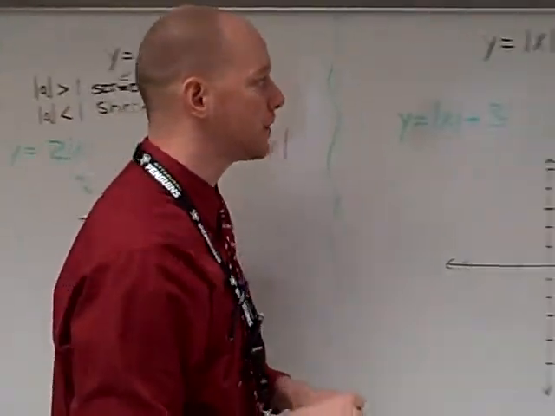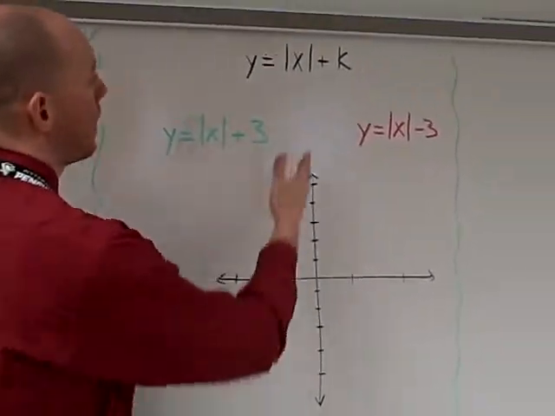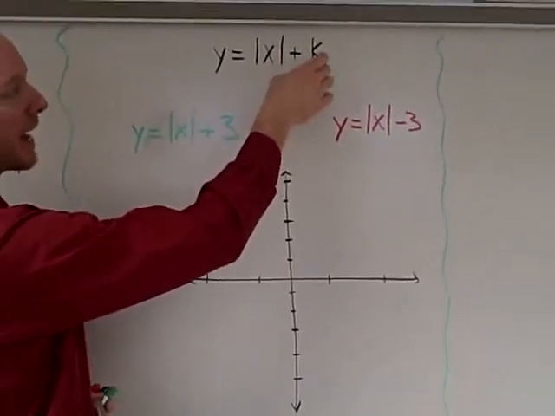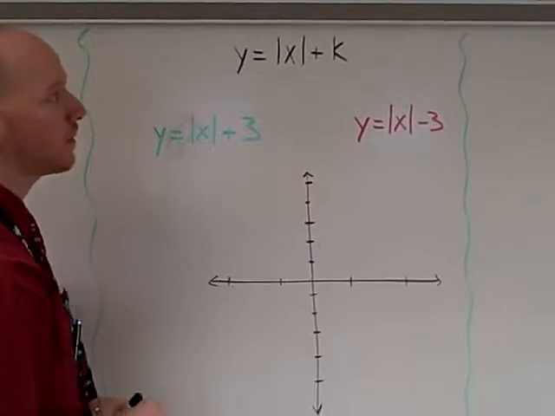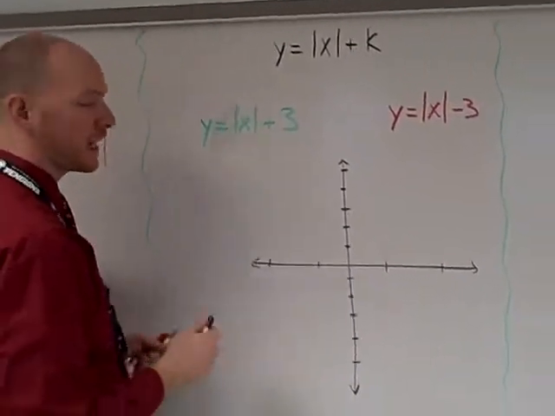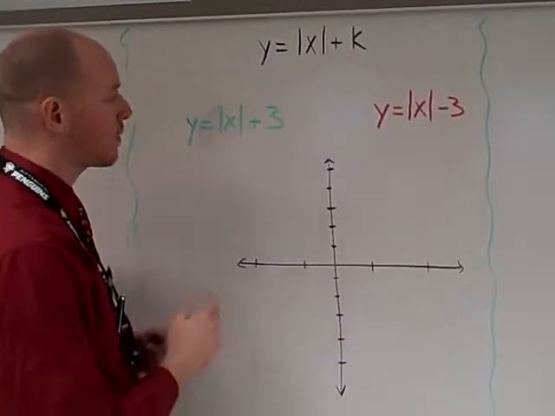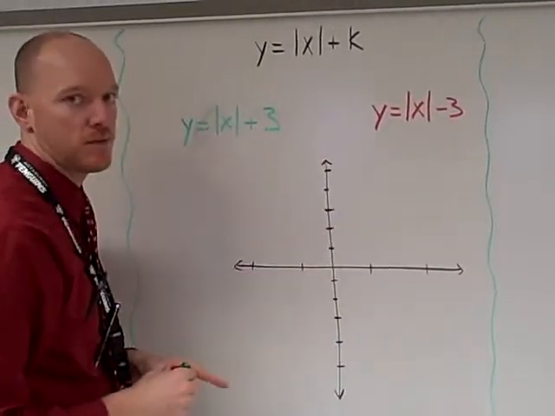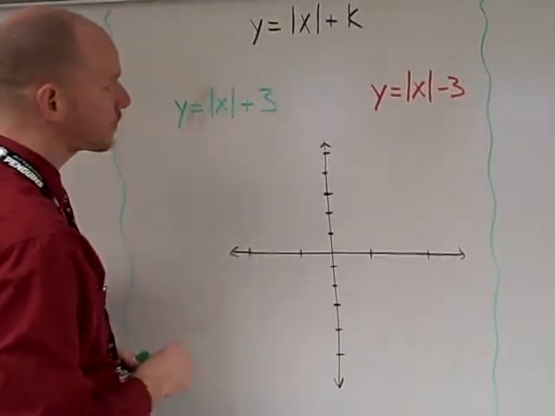Now, continuing over to the next phase. We're no longer going to have an A value, but we're going to have a value that we're adding outside the absolute value. So, again, while I prepare this, you can think, how do you think adding or subtracting a value outside the absolute value will affect the graph?